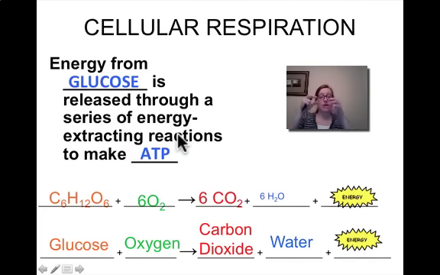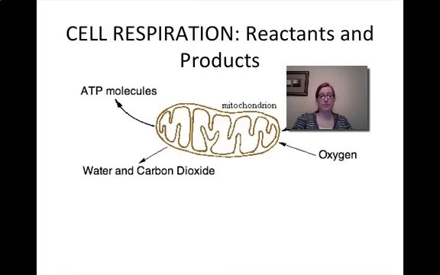So we are releasing the energy through a series of energy extracting reactions. In other words, we're taking that glucose molecule and breaking it down bit by bit, taking a little bit of change from that dollar, a little bit at a time, and making these ATP molecules. And remember, both plants and animals, autotrophs and heterotrophs alike, need to perform cell respiration in order to survive.